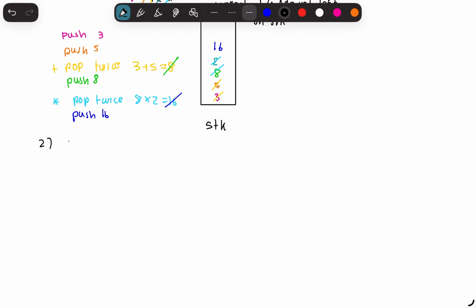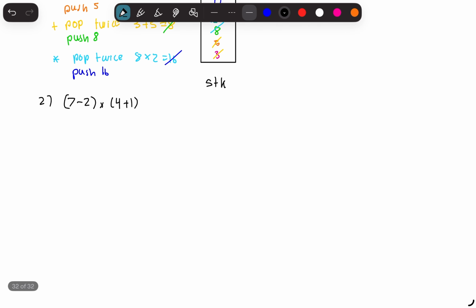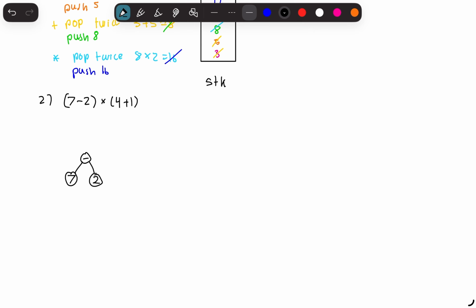Let's say we have the expression (7 minus 2) times (4 plus 1). Our tree expression is going to be like this. So we can just do this left to right. So 7 minus, and then you're going to have 2. And this makes sense logically. You see 7 minus 2, you see the result, you use PEMDAS, your order of operations.